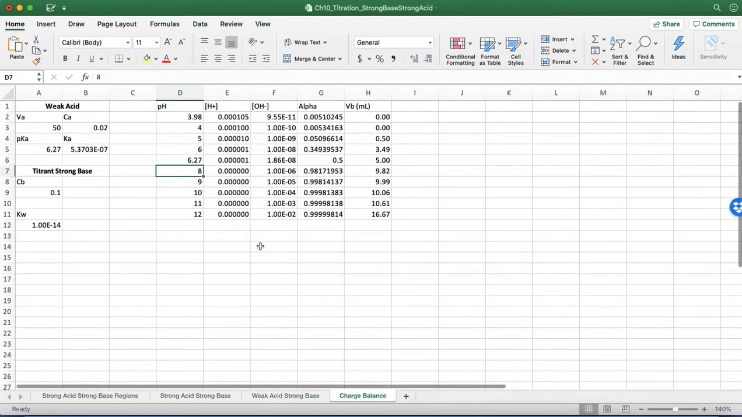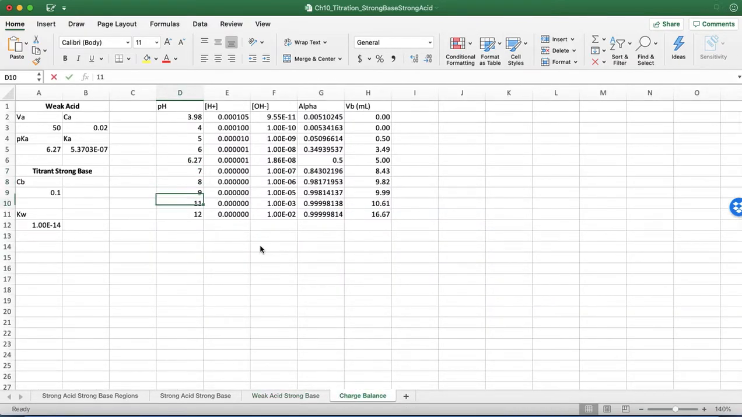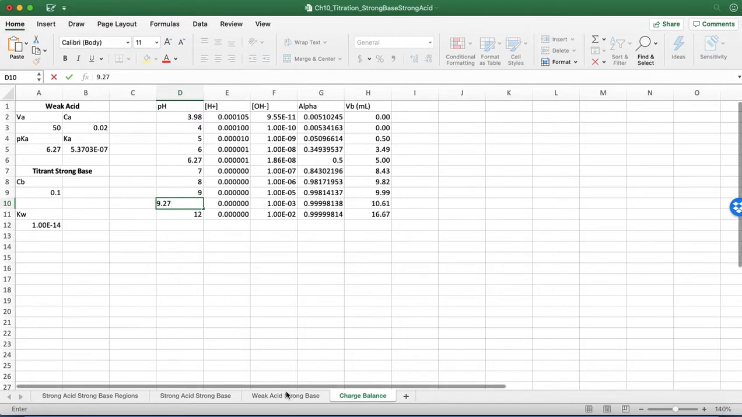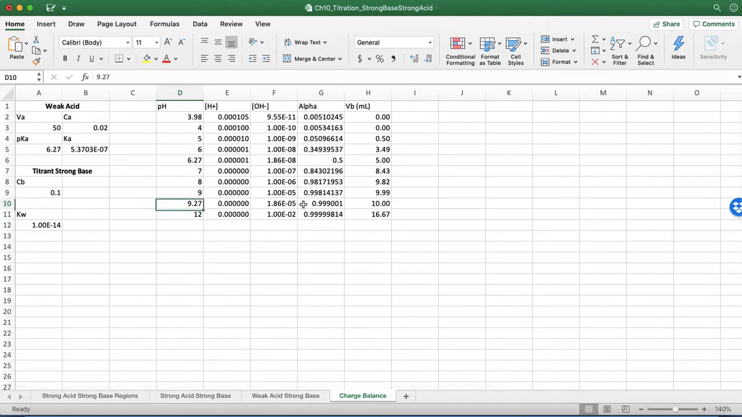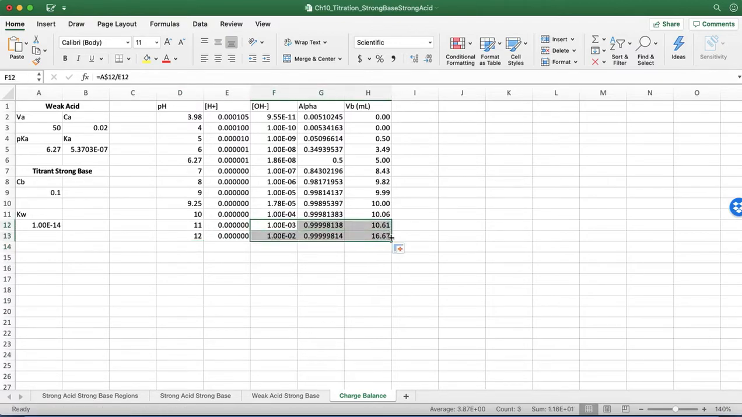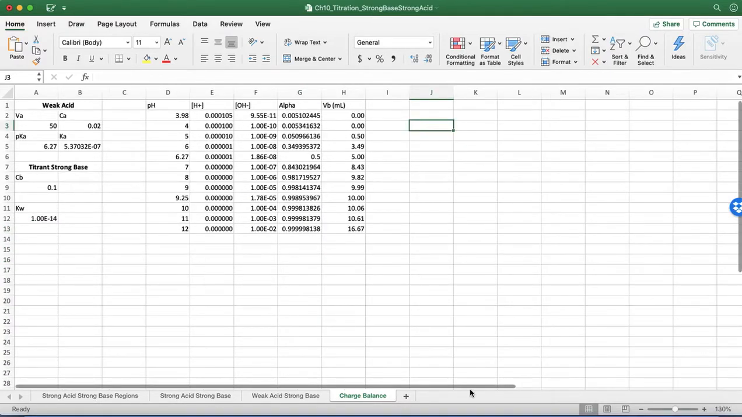We'll keep going with 7, 8, 9, and then 9.25. Yeah, we know 9.25 happens to be an important point as well. And we'll go 10, 11, 12. That's good enough. Okay, ready to make a plot.